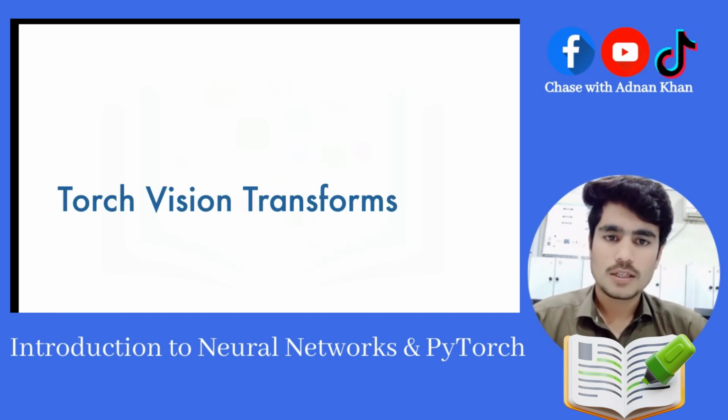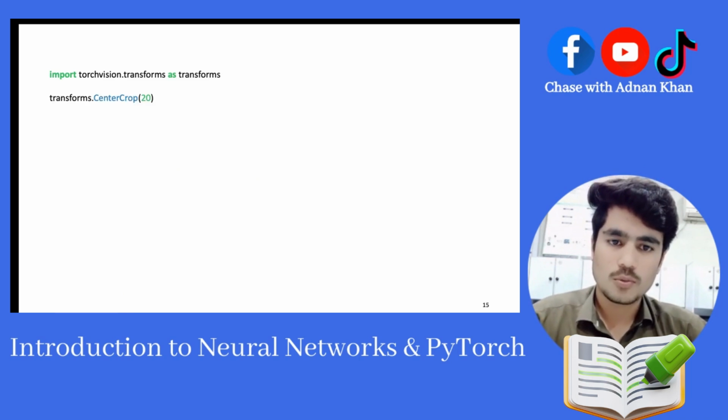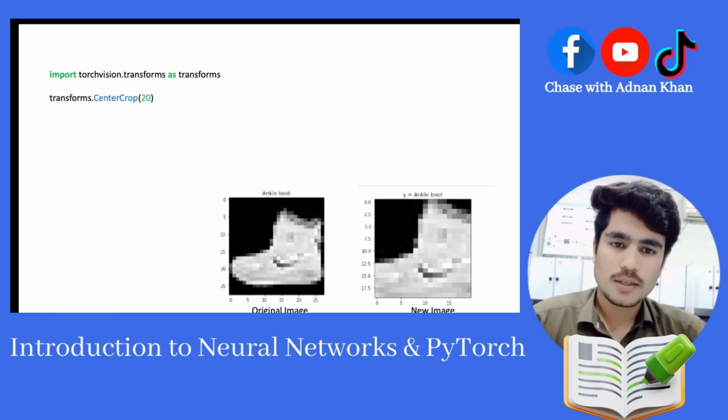TorchVision has a set of widely used pre-built transforms that are used on images. We import the module. The first transform will crop the image by taking a 20 by 20 piece of the image. The image would look something like this. The second transform will convert the image to a tensor.